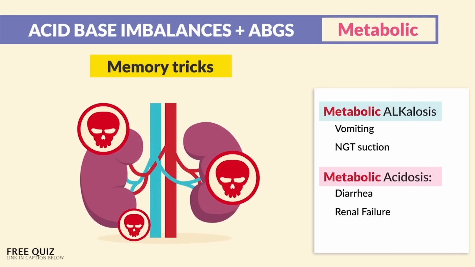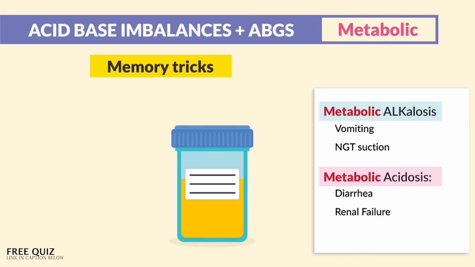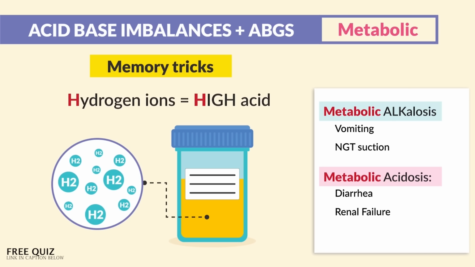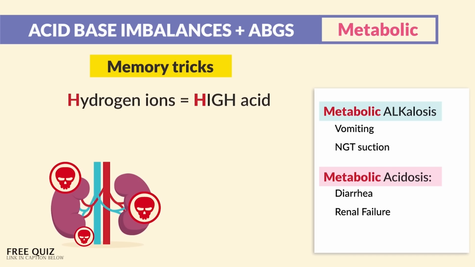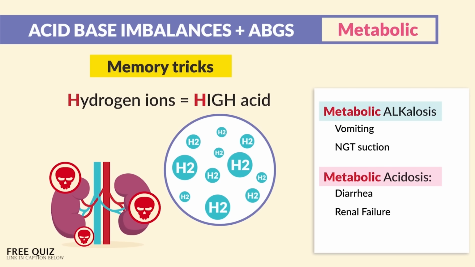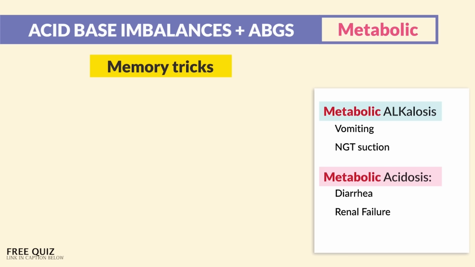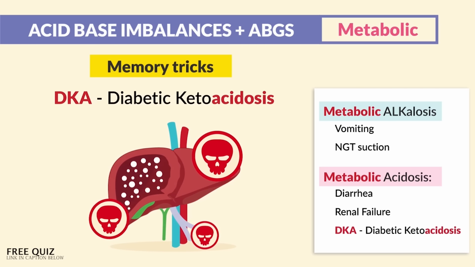And in renal failure, you retain too much urine, right? So is urine an acid? Well, yes. High hydrogen ions means high acid. So the memory trick we use, if your kidneys fail, then acid prevails. And lastly, DKA, diabetic ketoacidosis. Even the name includes the word acidosis. So that one's an easy one here.